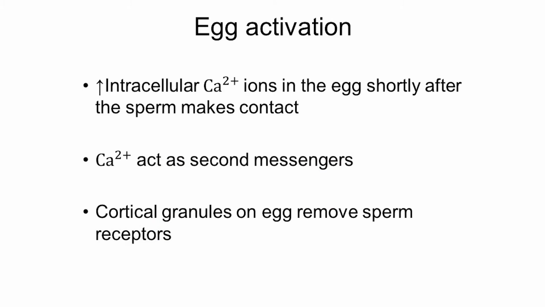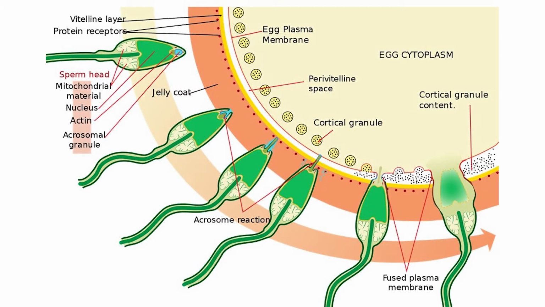Intracellular calcium ion concentrations increase shortly after the sperm makes contact with the cell membrane. This calcium ion increase results in the fusion of cortical vesicles with the egg plasma membrane, releasing their contents into the space surrounding the egg. This space is called the perivitelline space.